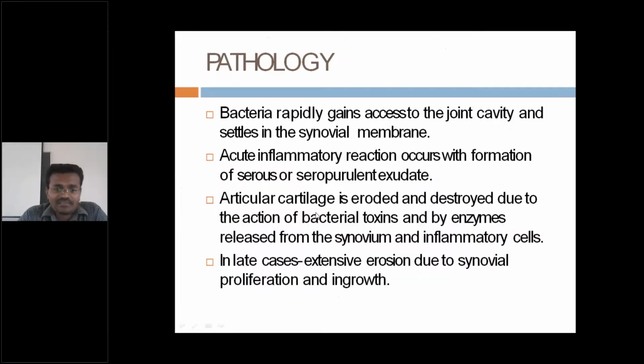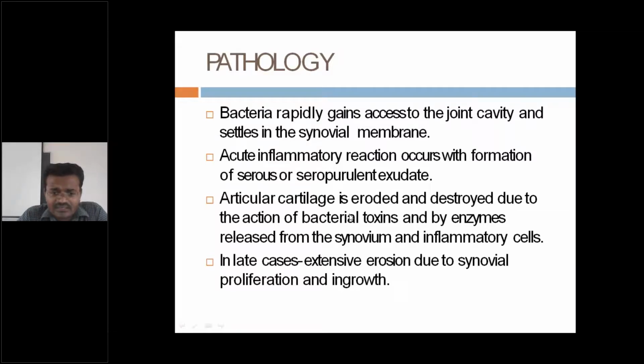Okay, so pathogenesis: bacteria rapidly gain access to the joint cavity and settle in the synovial membrane. First it will affect the synovial membrane, then acute inflammatory reactions will take place. Whenever there is an inflammatory reaction, what happens? There will be pus formation. Instead of secreting synovial fluid, the synovial membrane will be secreting pus. Pus is nothing but multiple lymphocytes, white blood cells, everything, debris.